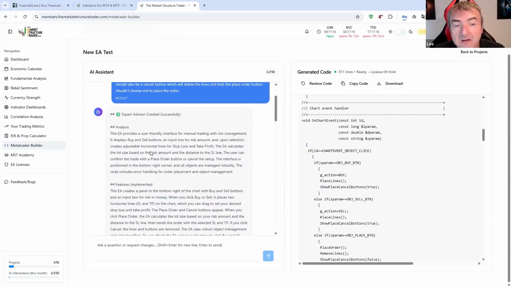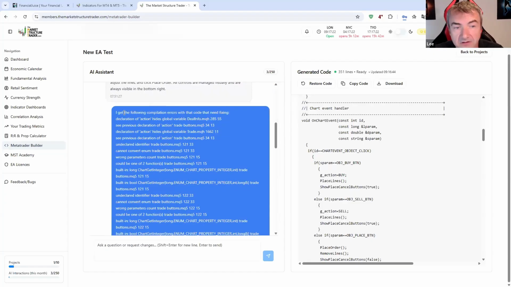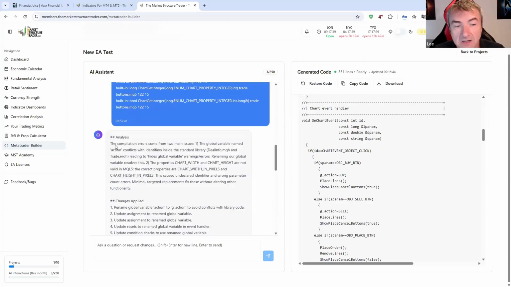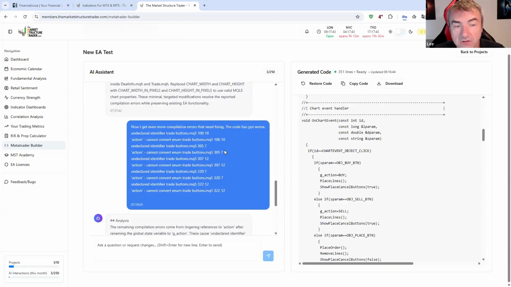It provided the EA. When I compiled that code and put it into MT5, it came up with a load of errors. So I said, I get the following compilation errors that need fixing. It never gets it right first time. Very rarely does AI get anything right first time. Sometimes, but it will usually have compilation errors, which are basically initial build problems. So you paste in the compilation errors, and it analyzes them, tells you what it's done, and then gives you the new code.